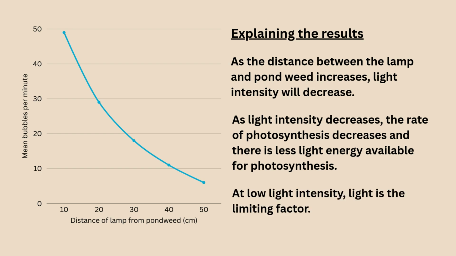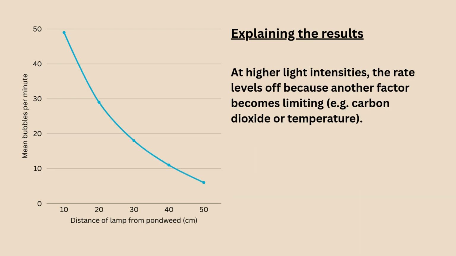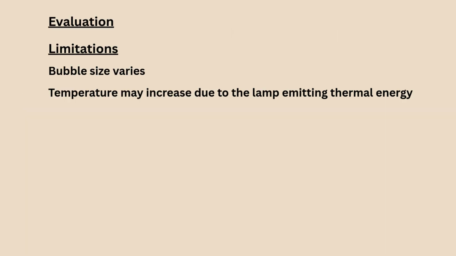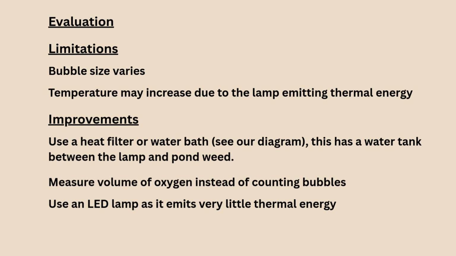At low light intensity, light will be the limiting factor. At higher light intensities, the rate levels off because another factor will become limiting, such as carbon dioxide concentration or temperature. Limitations to the experiment include the bubble size varies, the temperature may increase due to the lamp emitting thermal energy. Possible improvements could be using a heat filter or water bath.